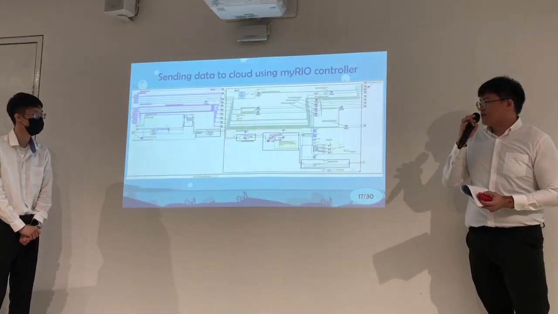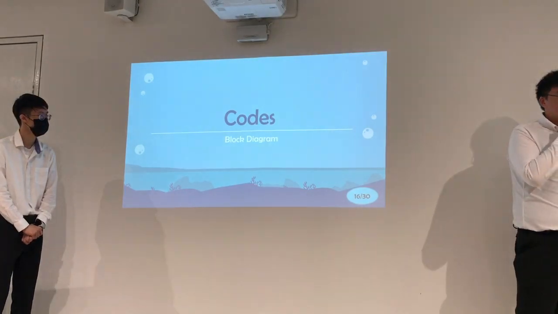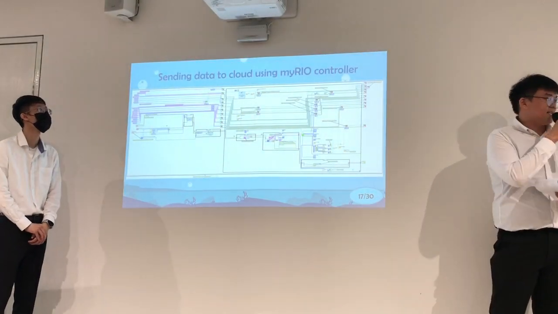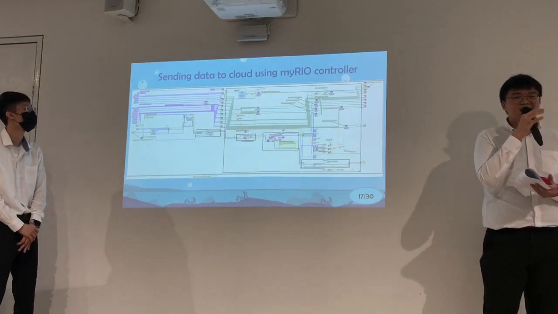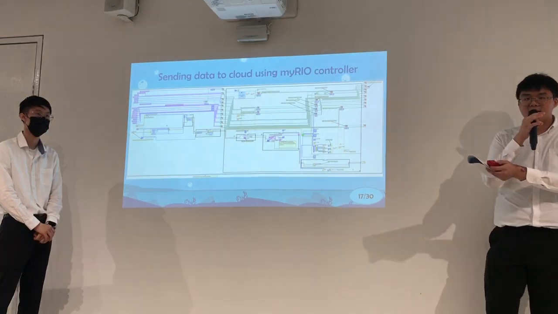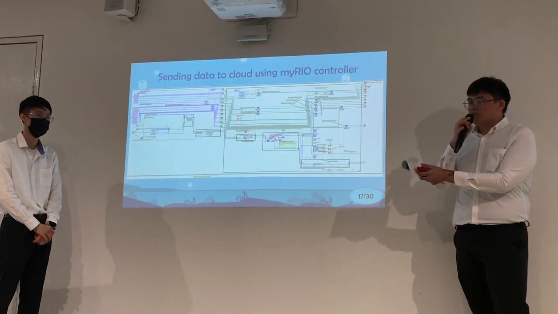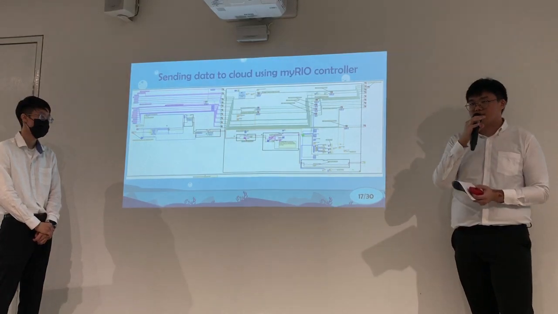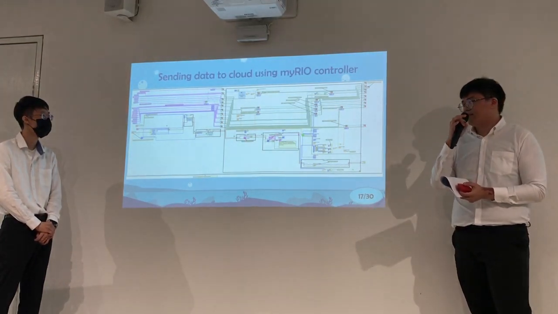So now I'll proceed on to the codes, also known as the block diagrams in this project. The first code that you are looking at is for sending data to the cloud using the myRIO microcontroller. This code is embedded into the microcontroller, which is then mounted onto the cabinet, and it will extract data from there to send it to SystemLink Cloud, our cloud-based visualization platform.